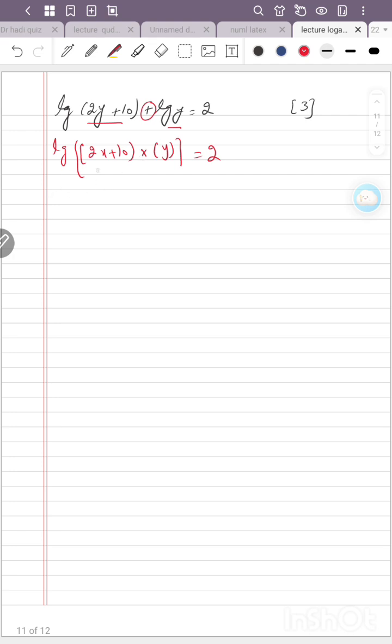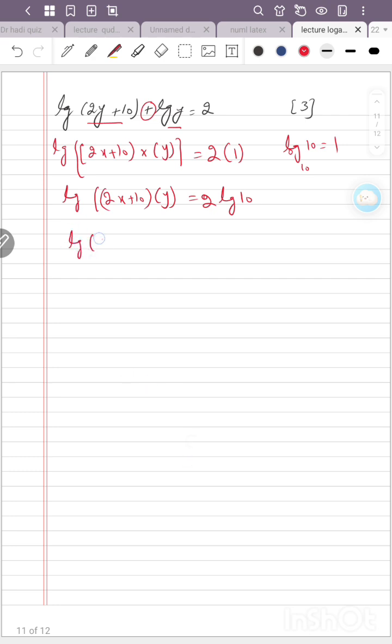Now log, similarly, of 2x plus 10 times y equals 2. This is 1. If there is no number, it will be 1 times 1, and the answer will be 2. So could we write 1 as log of 10, because we know that log 10 base 10 is 1? So we can write it in this form.